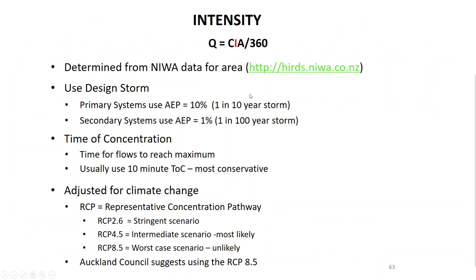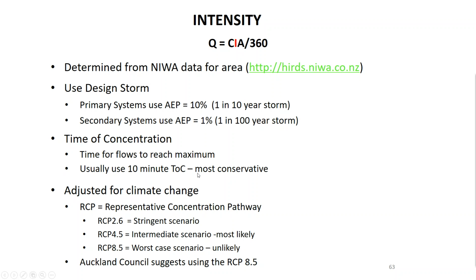So to determine that data, you go to the NIWA site. You go to this site here, and we're going to go there in a minute. You use the design storm, AEP 10% for the primary system, 1% for the secondary system. Time of concentration, that is the time that it takes for the rain to move from the furthest point of the catchment to the drainage system. If you use 10 minute time of concentration, that's the most conservative, and that's what we'll use for this video.